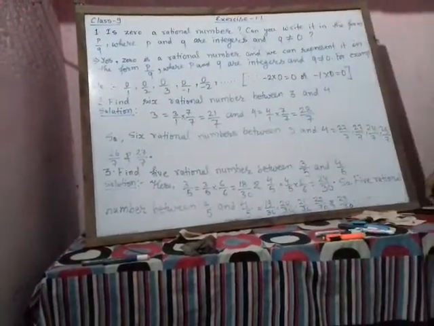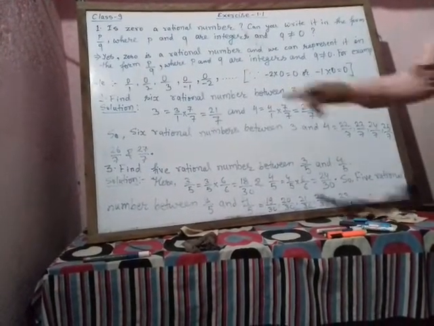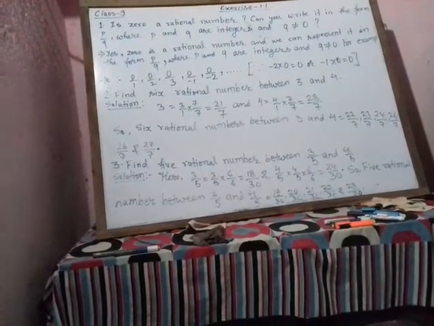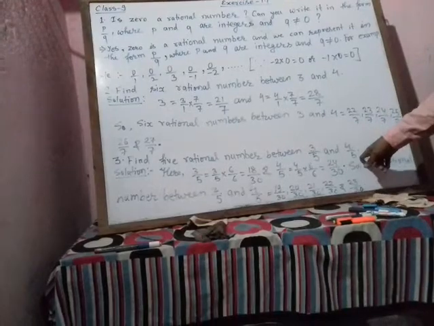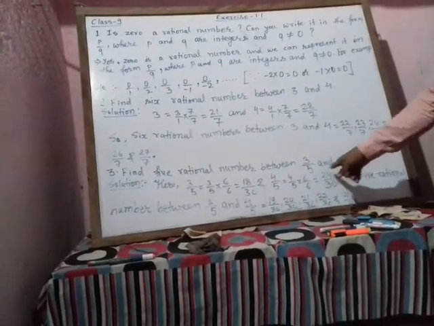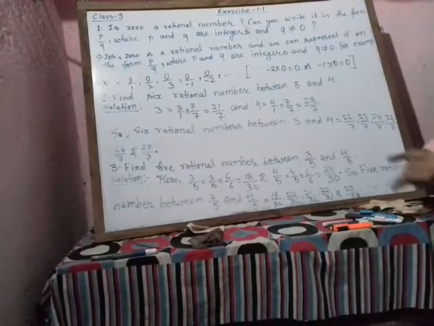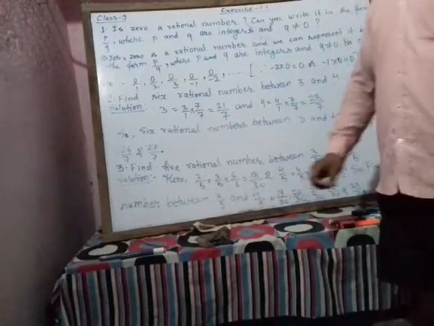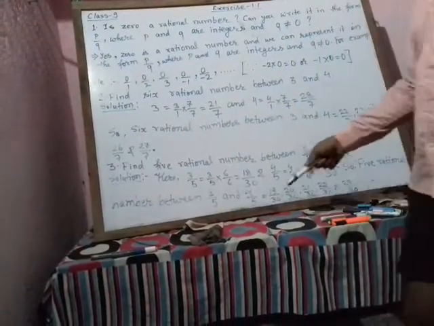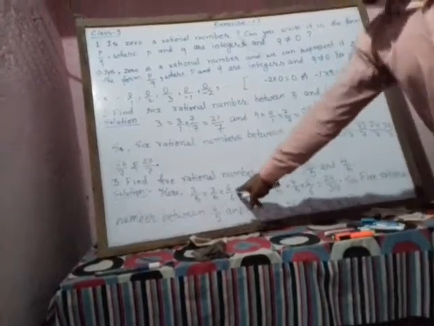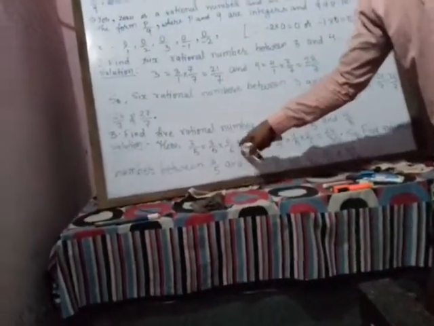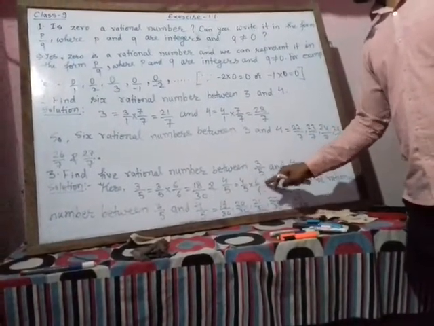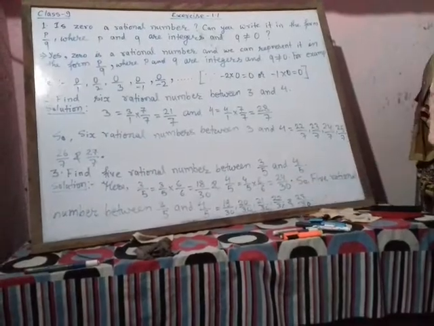In the third question also you can see, find 5 rational numbers between 3 by 5 and 4 by 5. Now these are like fractions, their denominators are the same. So now we will multiply up and down by one more than the number required. Here it has been said 5, so we multiply 3 by 5 with 6 by 6. 3 by 5 is equal to 3 by 5 into 6 by 6, that means 18 by 30, and 4 by 5 is equal to 4 by 5 into 6 by 6, that is 24 by 30.